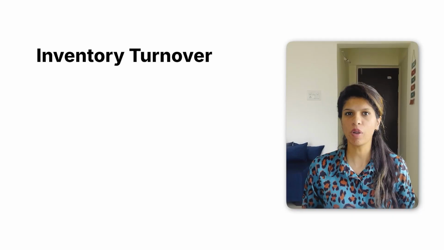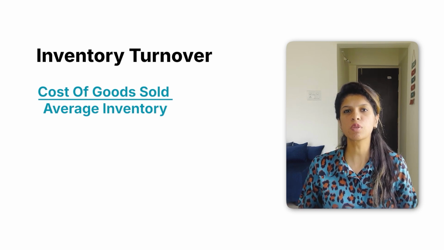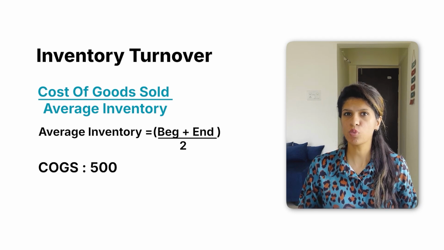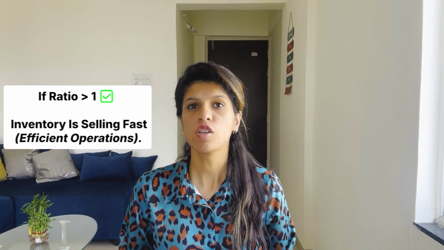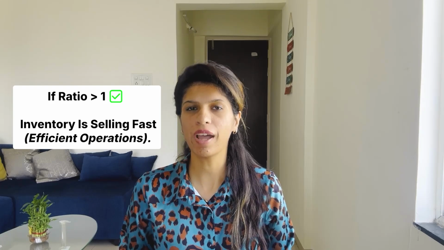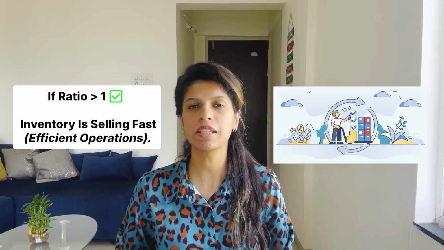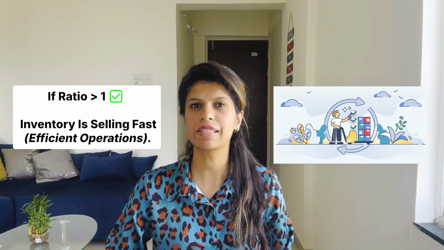Next we have the inventory turnover. So it equals the cost of goods sold to the average inventory. Average inventory here is your beginning inventory plus the ending inventory divided by 2. So let's say the COGS is 500 and the average inventory is 200. So in this case, the inventory turnover would be 2.5. So if the ratio is greater than 1, that means the company has faster inventory sales and is replacing its inventory very soon. As soon as a new product is coming, the inventory is getting out.